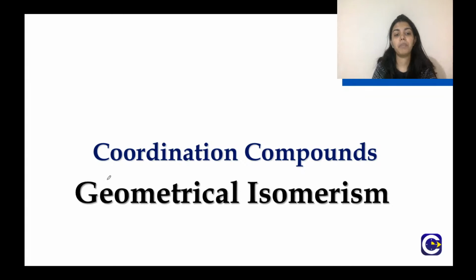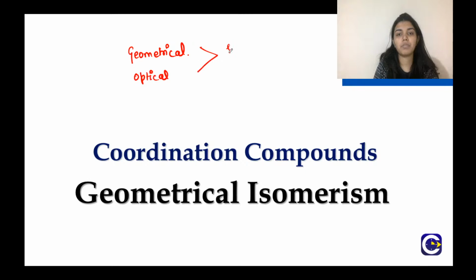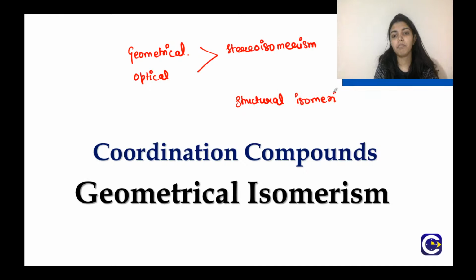Okay, so let us start now. See, we have to do the geometrical isomerism, right? There were two types of isomerism that we need to discuss. That is the geometrical isomerism and the optical isomerism, right? Which come under stereoisomerism, in which the connectivity does not change. And one was structural isomerism, in which the connectivity between the atoms was changing. But in stereoisomerism, only the spatial arrangement changes, right?